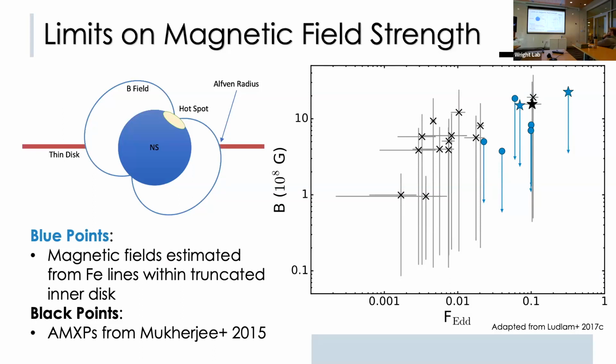So these blue points are showing the magnetic field estimates from reflection modeling using the reprocessed emission, inferring an inner disk radius, assuming that's the Alfvén radius, you get a limit. In black is a comparison to points for accreting millisecond X-ray pulsars. These systems exhibit pulsations, and these pulsations indicate that you have material being channeled along magnetic field lines to the neutron star surface. In these blue data sets, we don't see any pulsations. So we don't have that smoking gun telling us that indeed we have magnetospheric accretion.